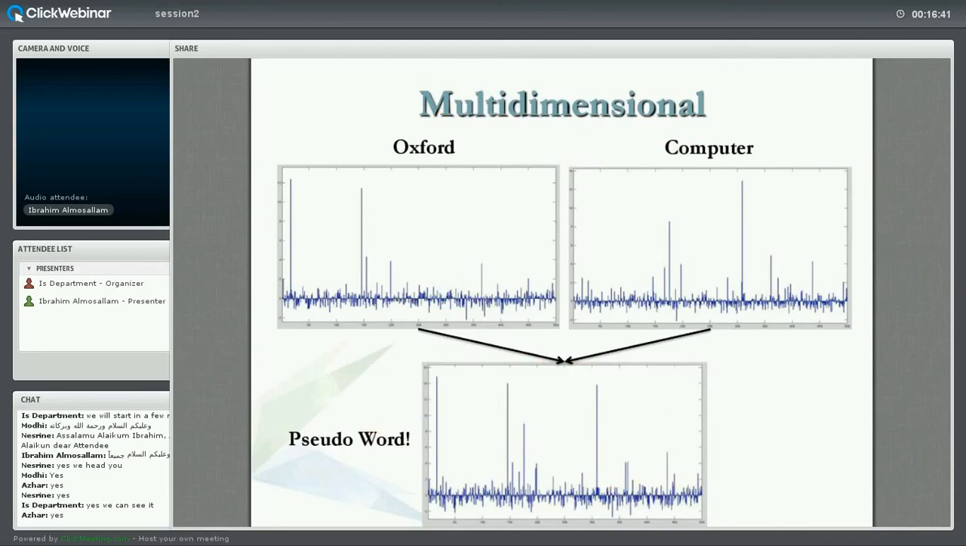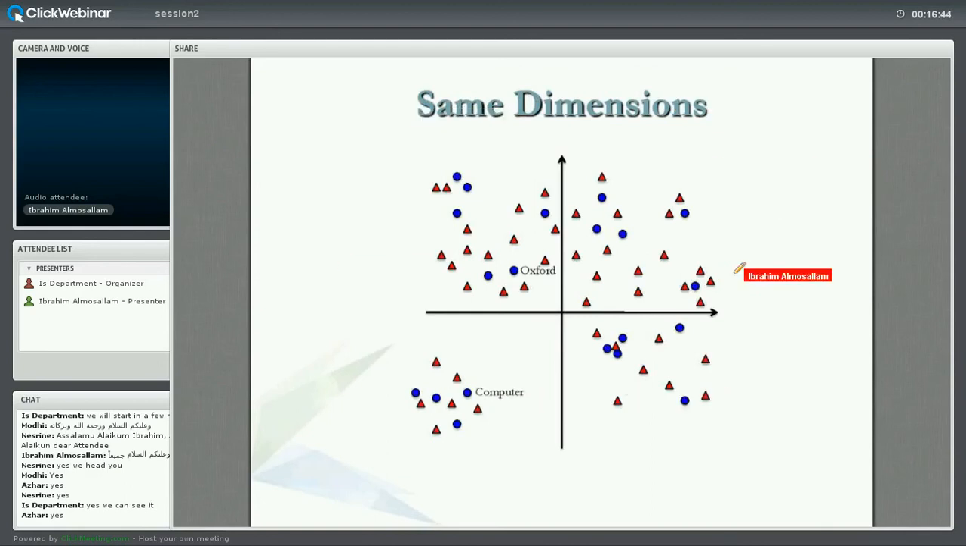To visualize this in 2D, I'll take the same plot. This is an imaginary plot, by the way. It's not something real or generated. I've just plotted this randomly for illustration purposes. Say each blue dot here is a word, and each triangle is a sentence. Here's the word Oxford and here's the word computer. The pseudo word that I've just created might be somewhere here. It might not be a real word. It could be whatever is in between computer and Oxford. I'll leave that to your imagination.